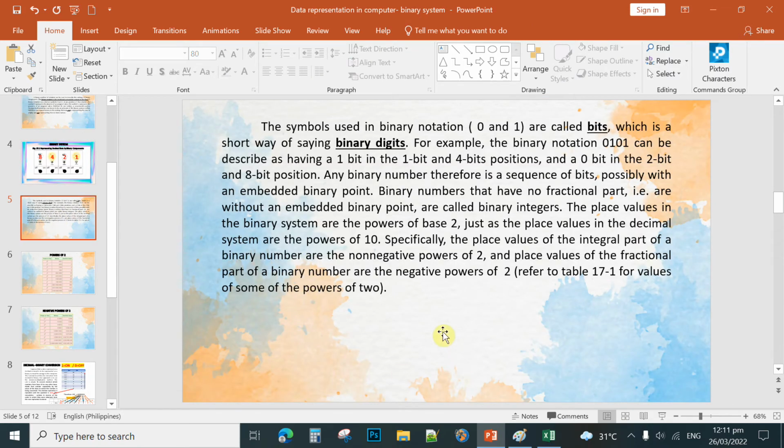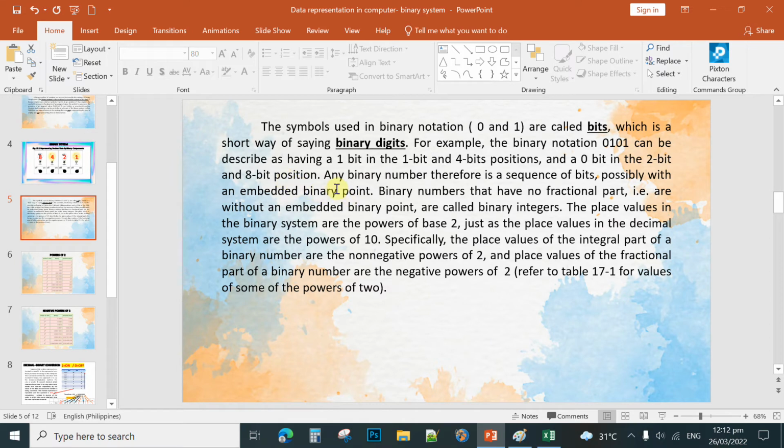The symbols used in binary notation, 0 and 1, are called bits, which is the short way of saying binary digits. For example, the binary notation 0101 can be described as having a 1 bit in the 1 bit and 4 bit positions, and a 0 bit in the 2 bit and 8 bit positions.